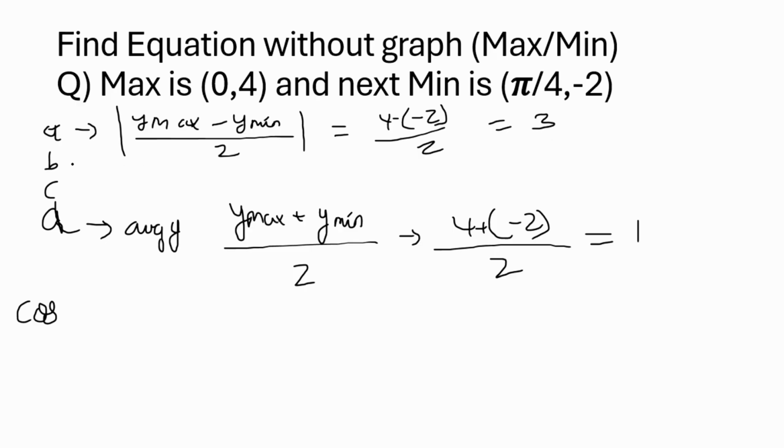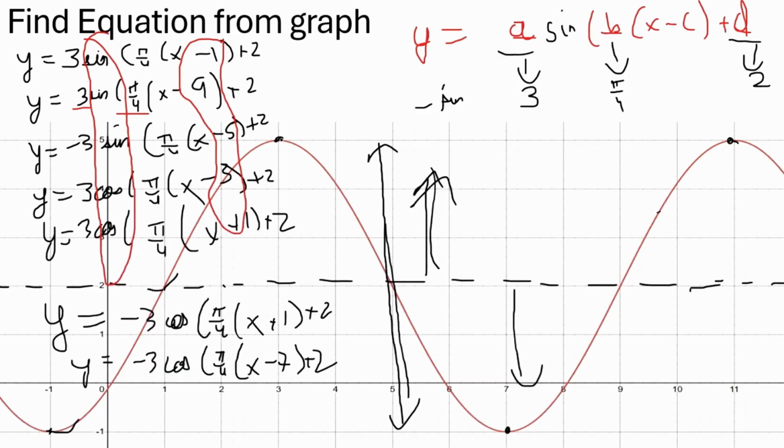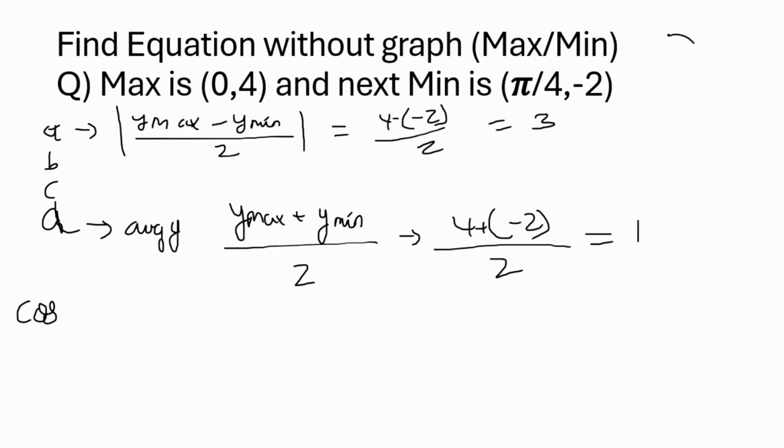Next up is our b value. So our b value is a period. For this graph, we took 2 points that are the same, so a max and then another max, right? In this case, we have a max and then a min. So if we were to graph it out, it would get to that max at some point, right? And the distance between a max and a min, we need to double that distance to get to that.